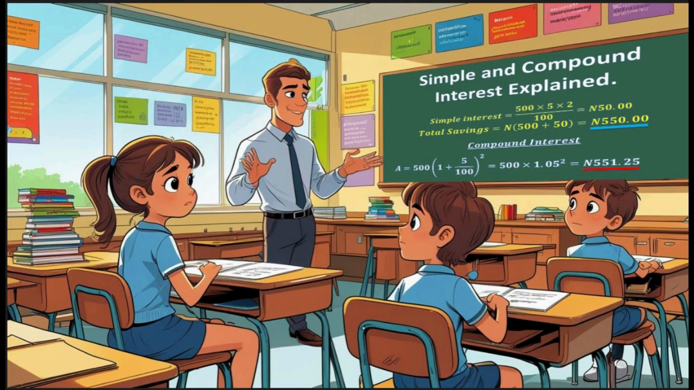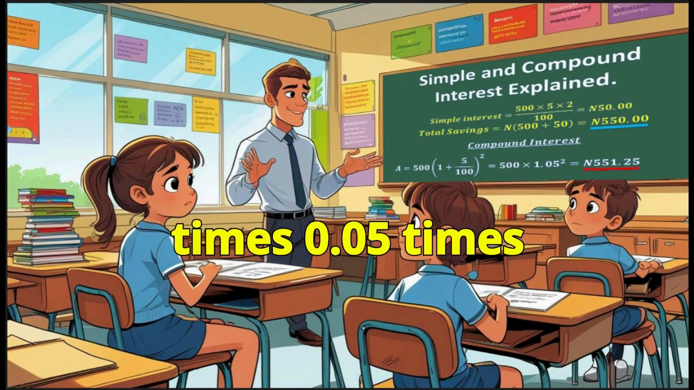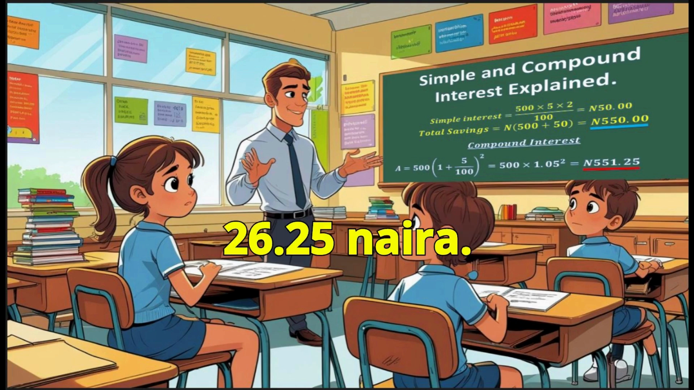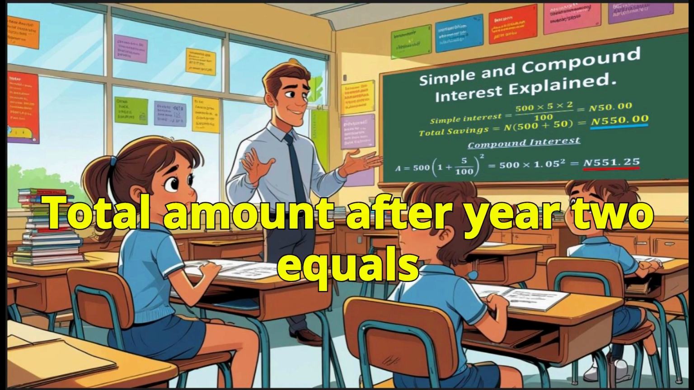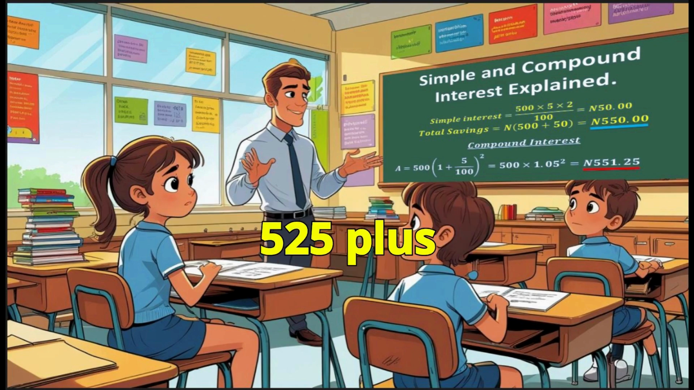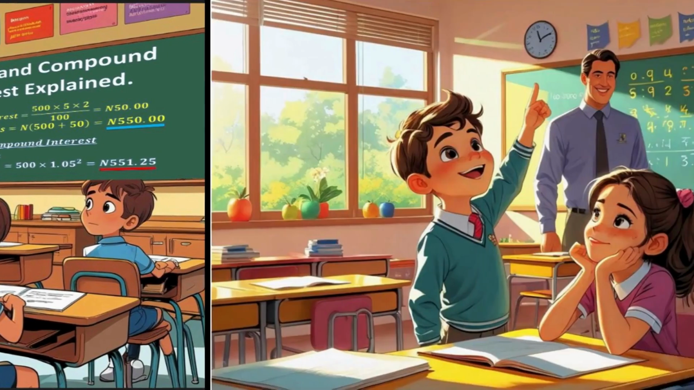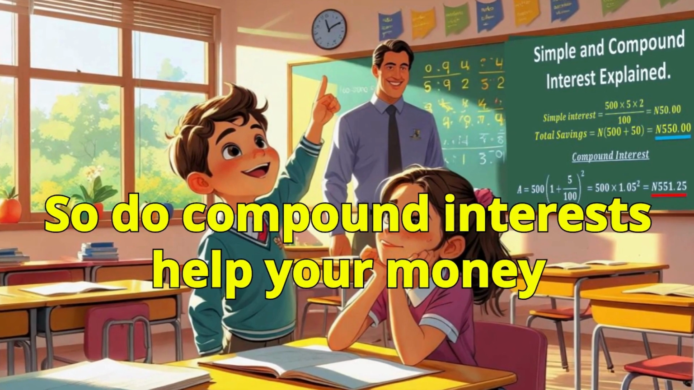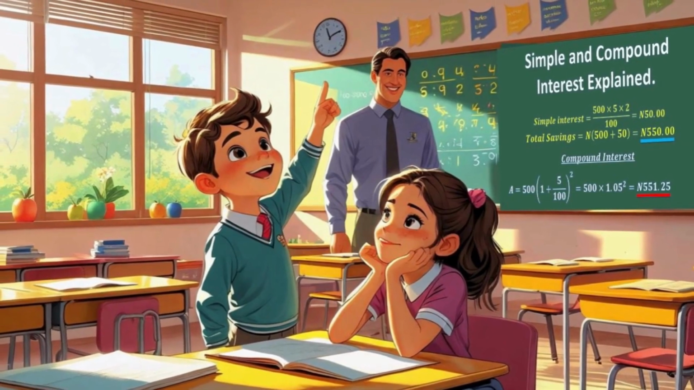Year 2, 525 times 0.05 times 1 is equal to 26.25 naira. Total amount after year 2 equals 525 plus 26.25 equals 551.25 naira. James asked, So do compound interests help your money grow faster?